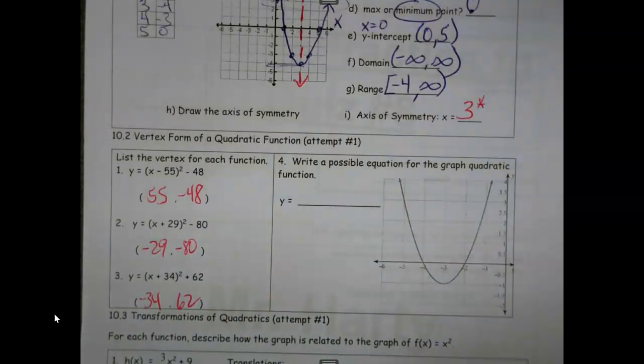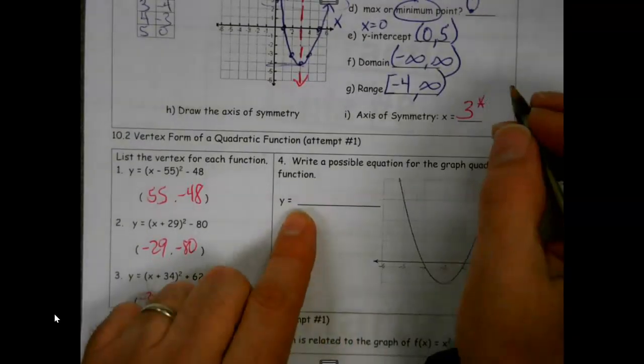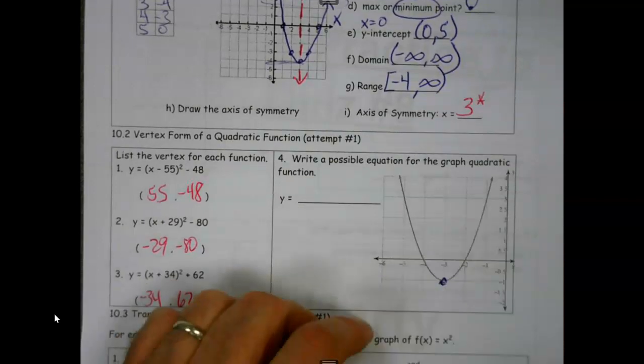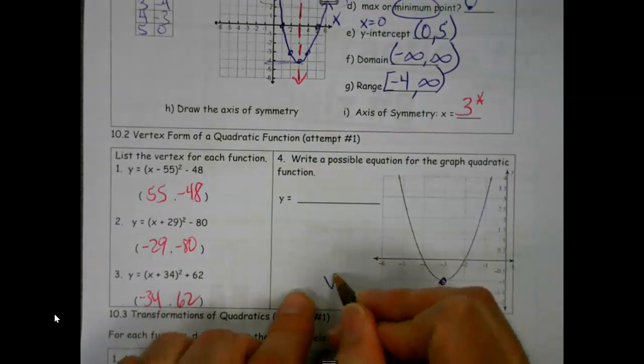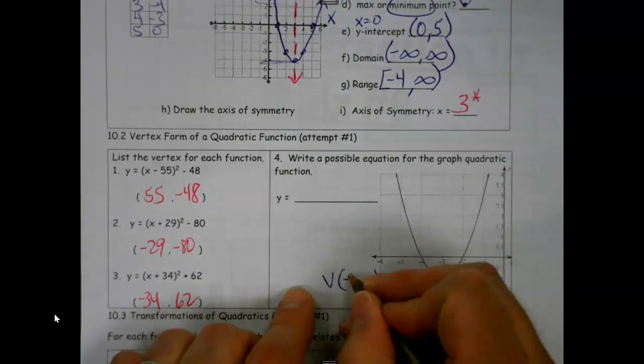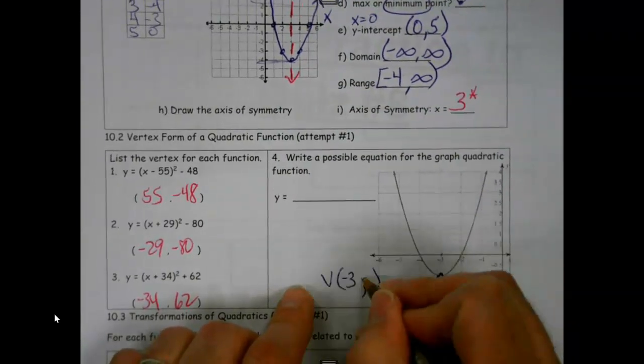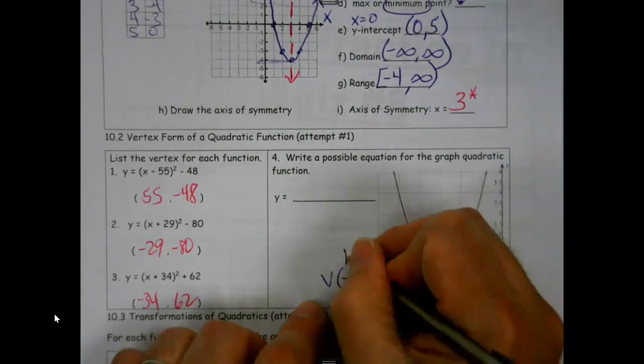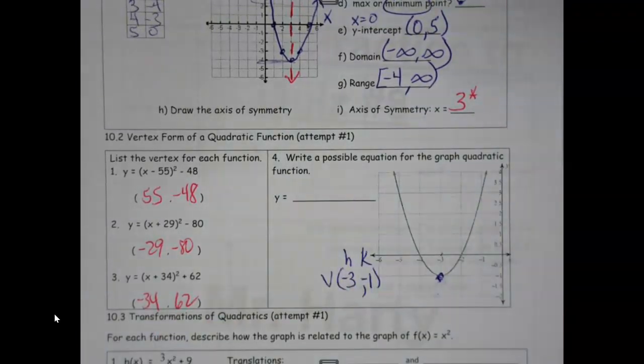Oh, let's see. Now, how would I go about doing that? Well, we need the vertex. Okay, what's our vertex? Our vertex is left 3 and down 1. There is H and K.